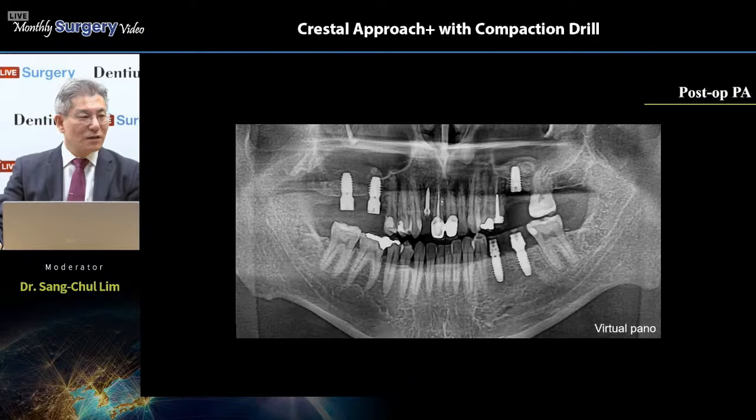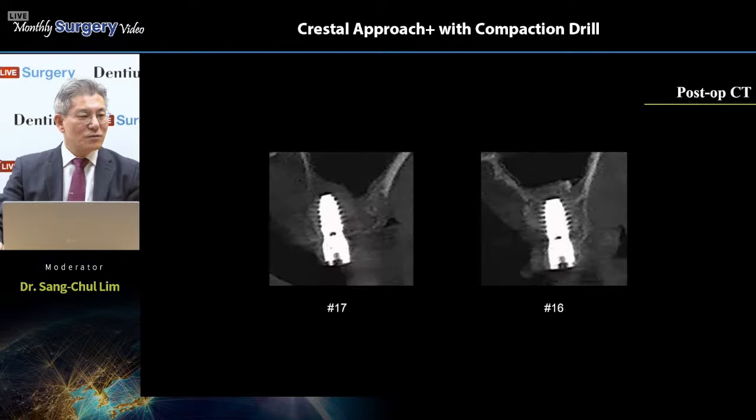And finally, you can use these areas, well elevated, well bone grafted and well inserted. Very nice procedure was done. Post-op CT looks like this, 17 and 16 areas. Also the membrane was elevated evenly, and the bone graft materials are inserted.